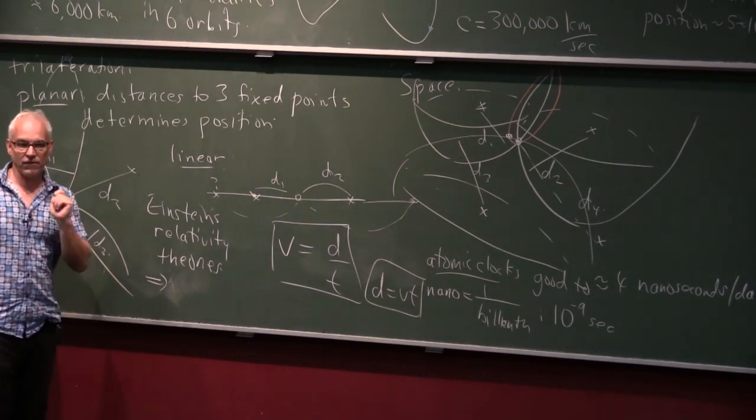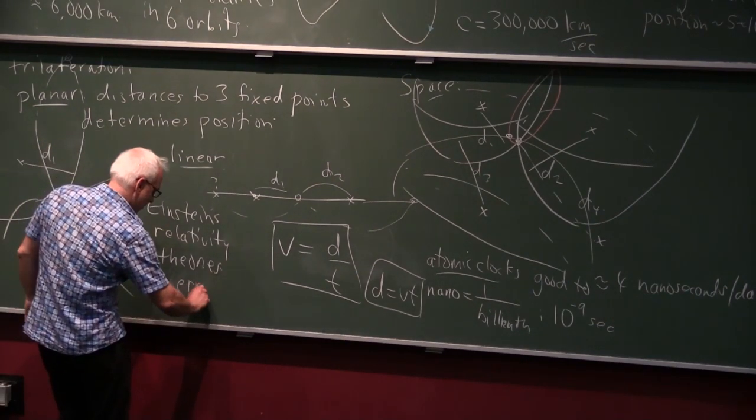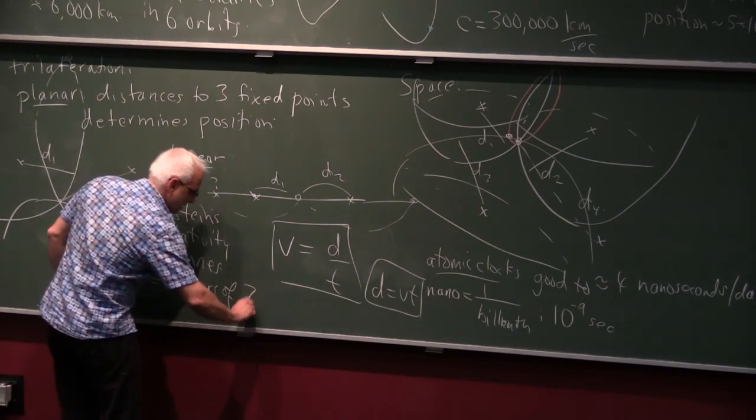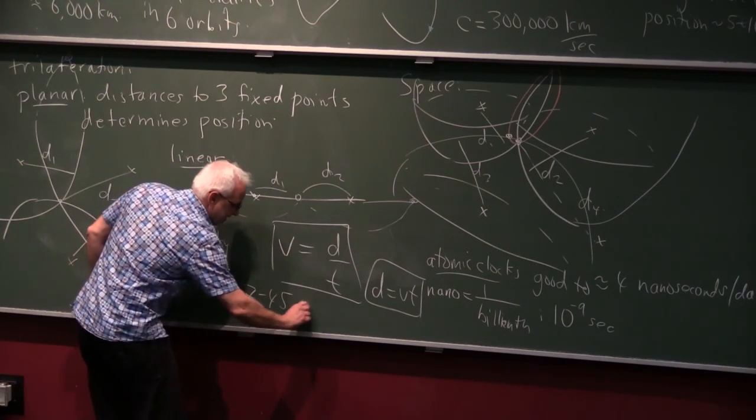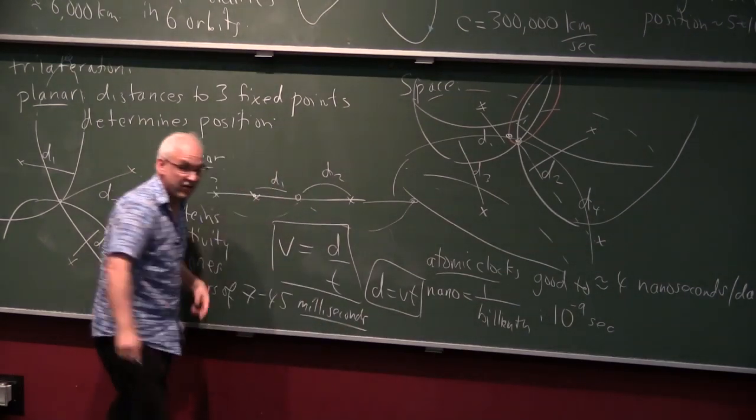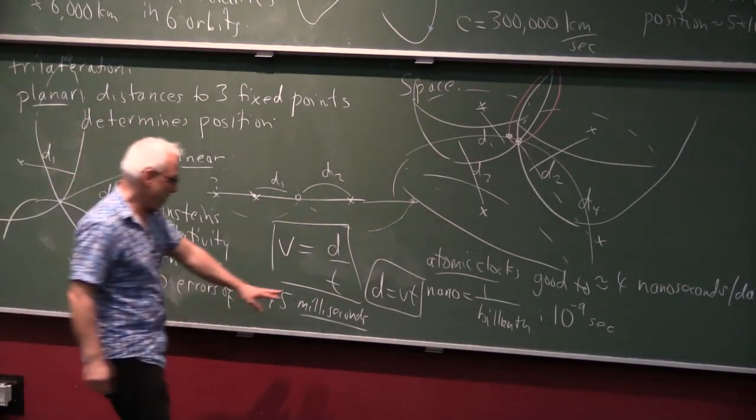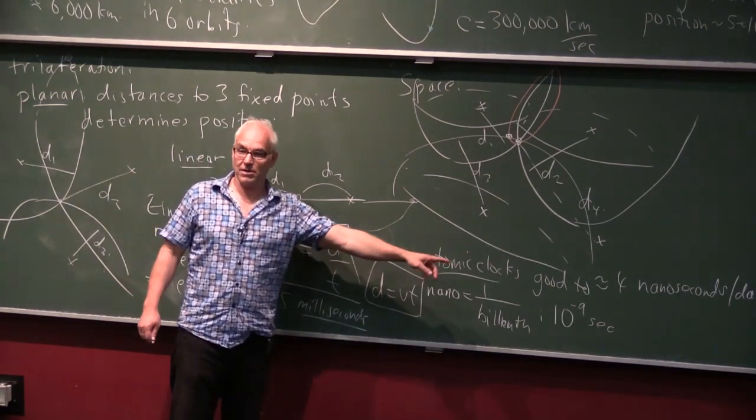If you did not account for Einstein's theories of relativity, you would get errors of between 7 and 45 milliseconds. A millisecond is one thousandth of a second, so a millisecond is 1,000 times as big as a microsecond.